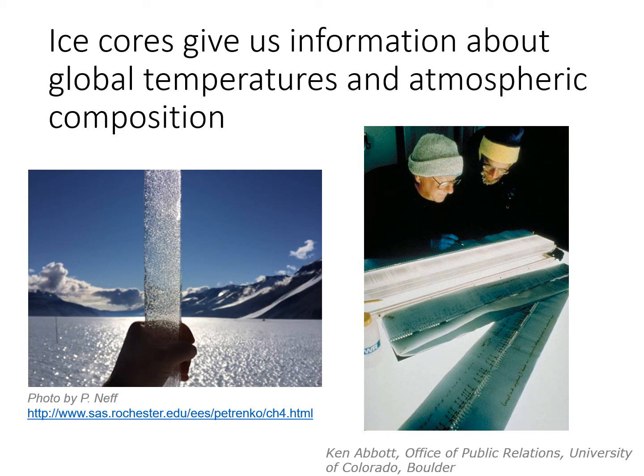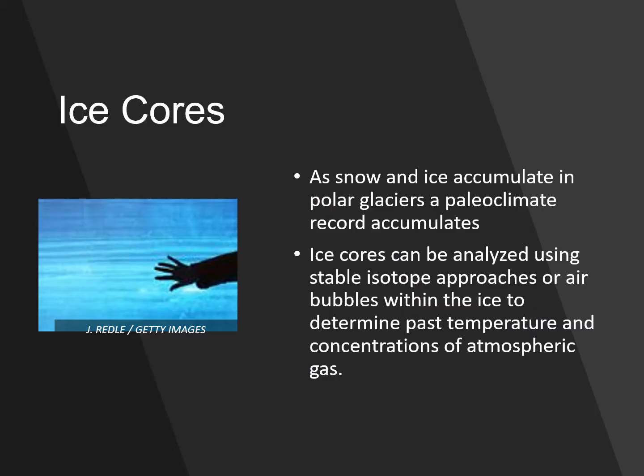As you learned in the short video, we can use stable isotopes in the ice to determine temperature, and bubbles of trapped air to determine the composition of the atmosphere. Let's first explore how we determine temperature. As snow and ice accumulates in polar glaciers, a paleo record accumulates.